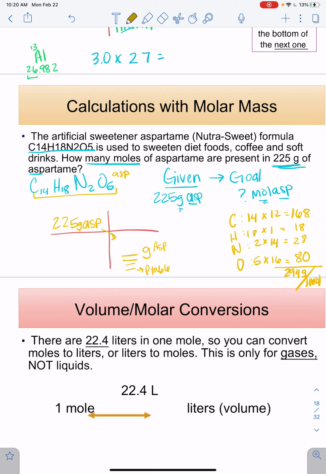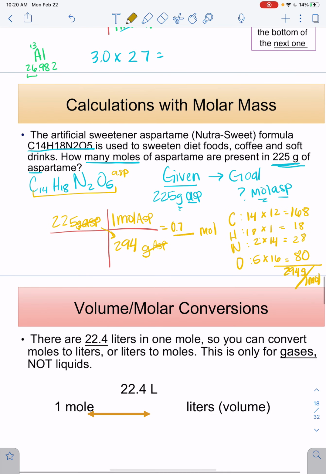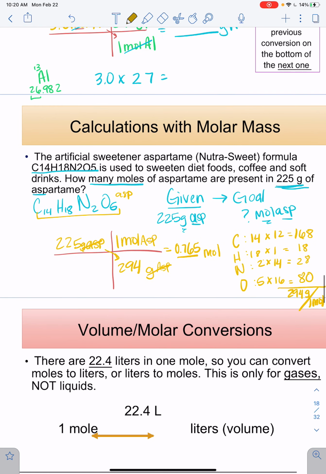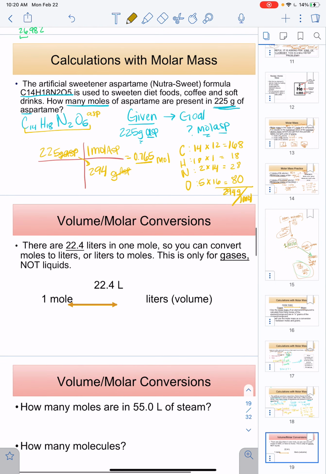So this 294 is what I just calculated to go in this spot right here. So how many grams of aspartame? 294 grams of aspartame are in 1 mole of aspartame. So then the grams cancel and I'm left with mole. So then I just do the math. 225 divided by 294. And it's 0.765. Okay, so just to summarize all of this, because I feel like I probably lost you.